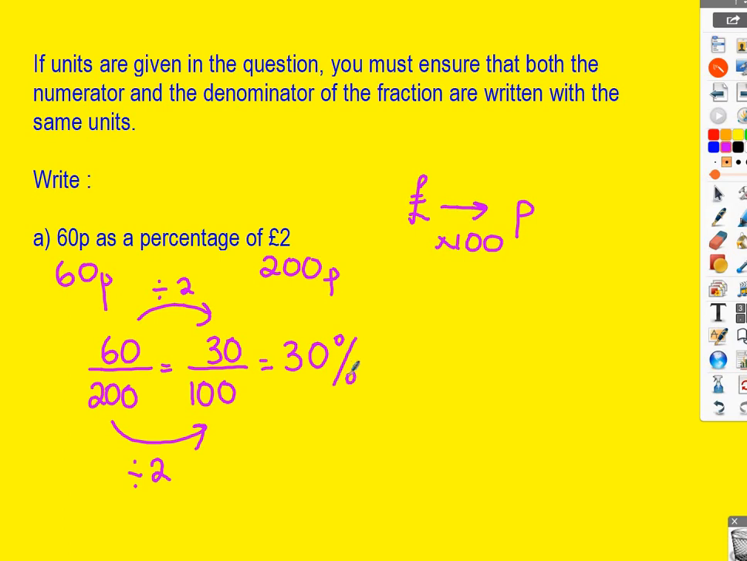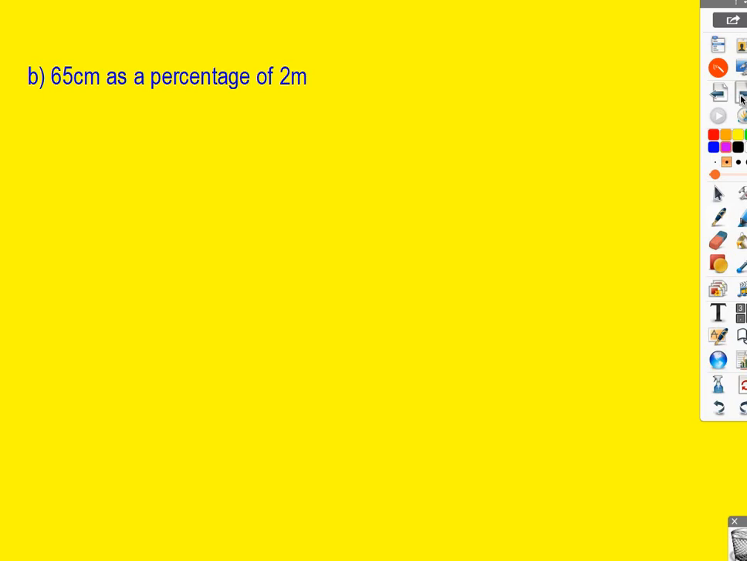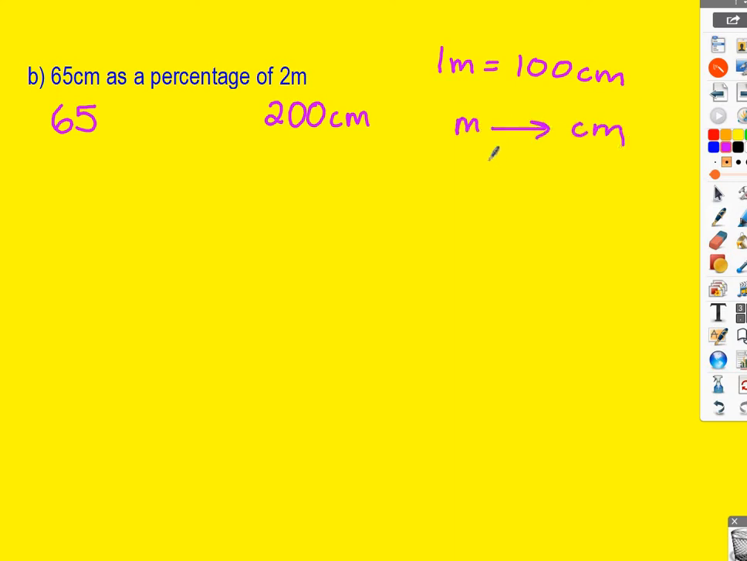Let's have a little look at another one of those. So 65 centimetres as a percentage of 2 metres. So the smaller unit here is centimetres, so I'll keep 65 centimetres here. 2 metres is 200 centimetres. Remember, every 1 metre is 100 centimetres. So to change metres into centimetres, we times by 100.